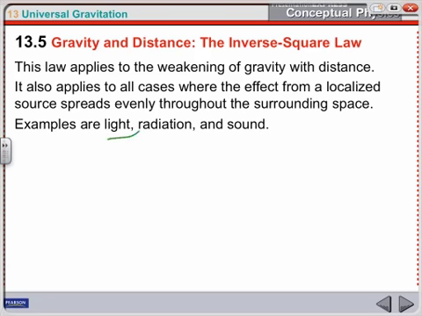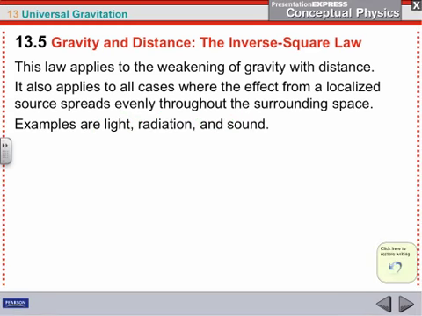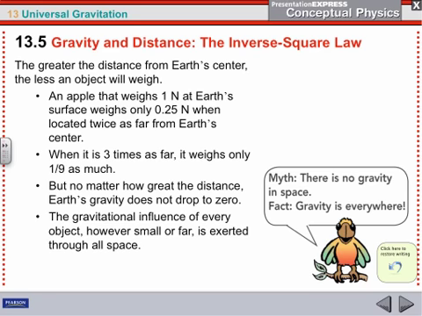We run across it when we talk about light, radiation, sound. If you are 3 times farther away from the source of the sound, it is only 1/9 as loud as it was before. So all of those things kind of apply.